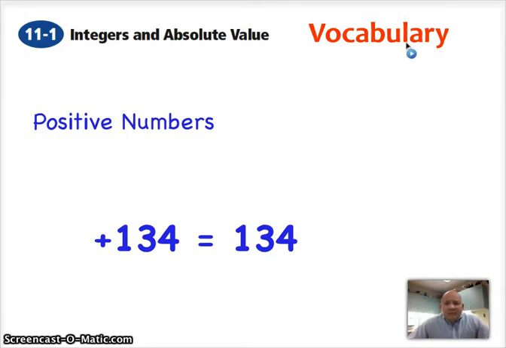Here we have positive numbers. What are positive numbers? Well, you've dealt with them pretty much this entire time in 6th grade. These are numbers greater than 0. Here we have a positive 134. It's also written as just plain 134. So either with the plus sign in front of it or no sign, it indicates a positive number.